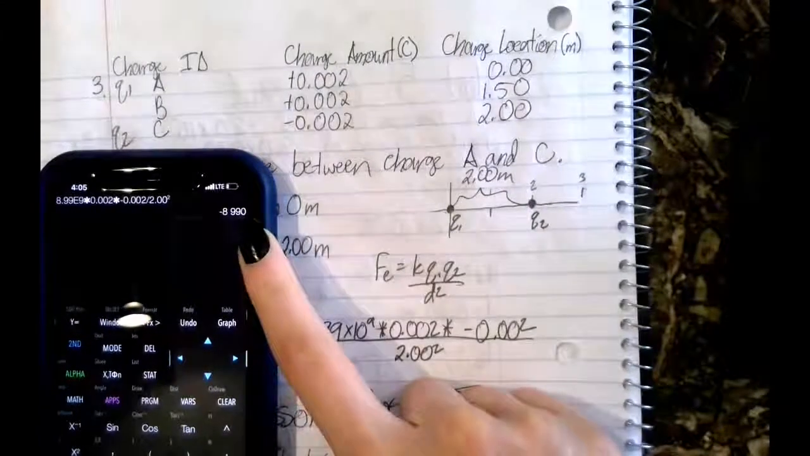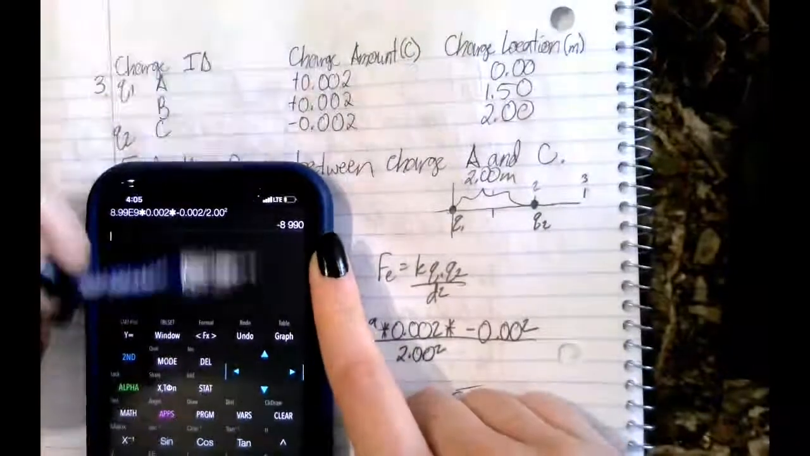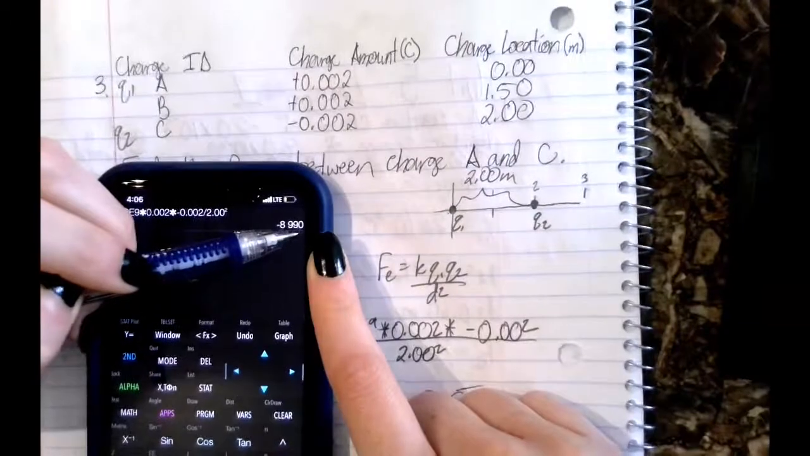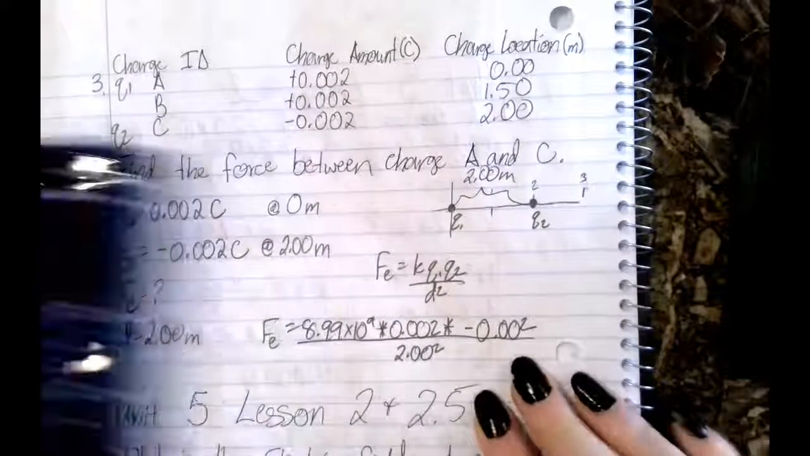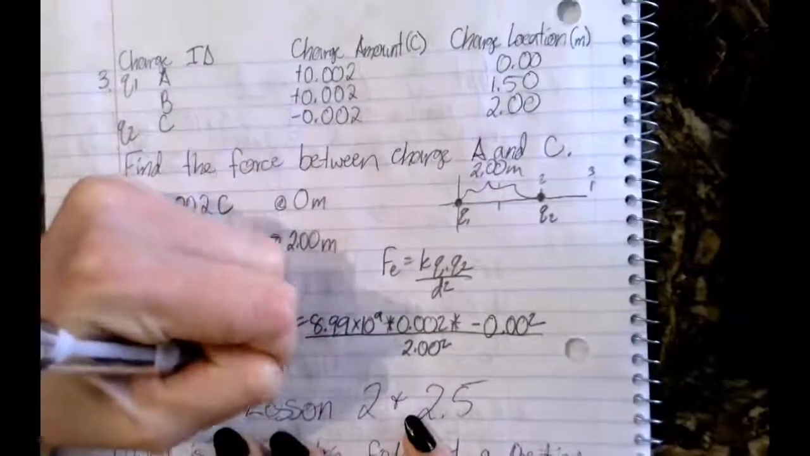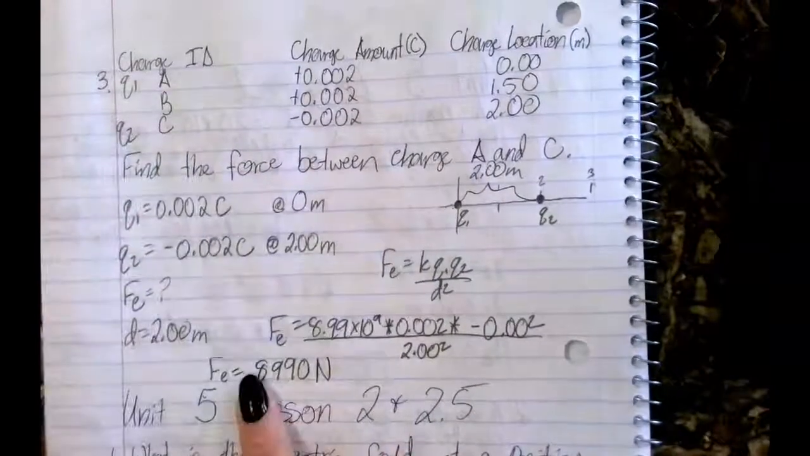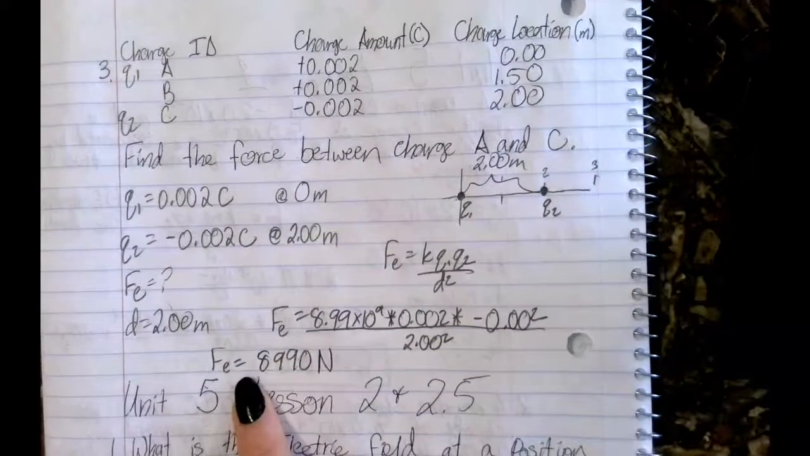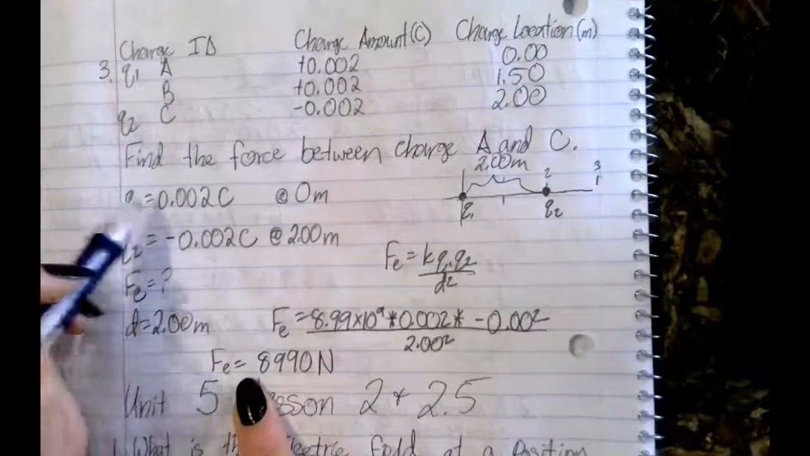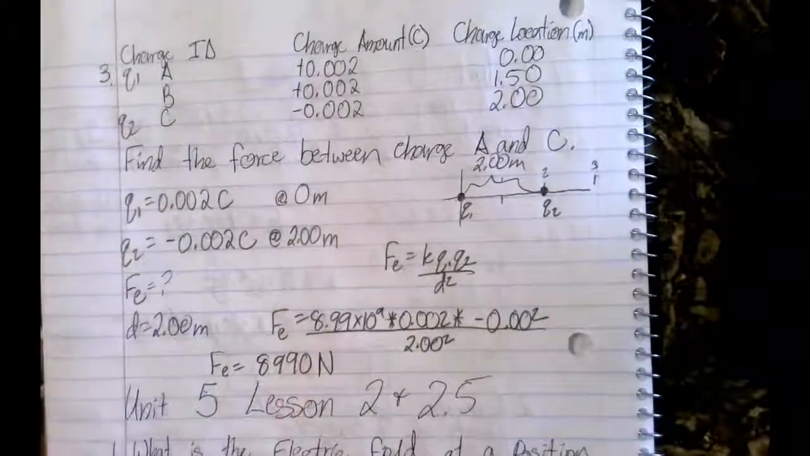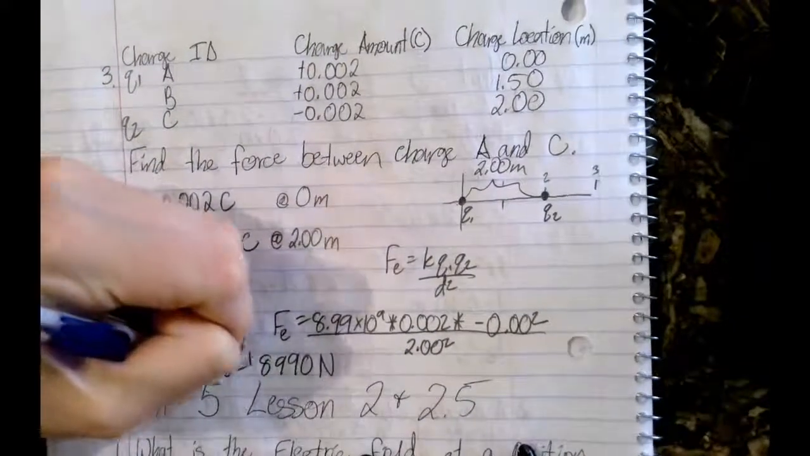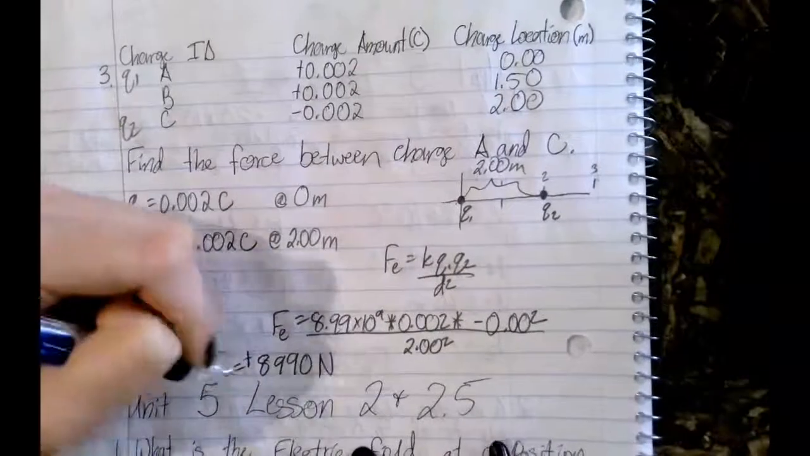I'm getting 8990. So let's see. I'll look at the first three. 1, 2, 3. Look at that fourth number. It's a 0, so I'm just going to leave it alone. So Fe equals 8990 newtons. We need to decide, is this going to be positive or negative? My calculator told me it was a negative, but if one charge is positive and the other is negative, are they attracted to each other or do they repel each other? They attract each other, so my force is going to be a positive force in between them.